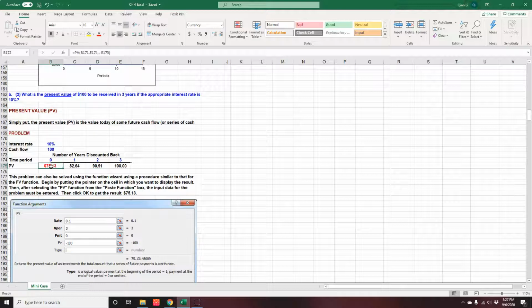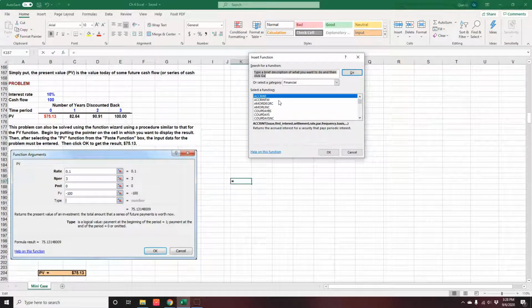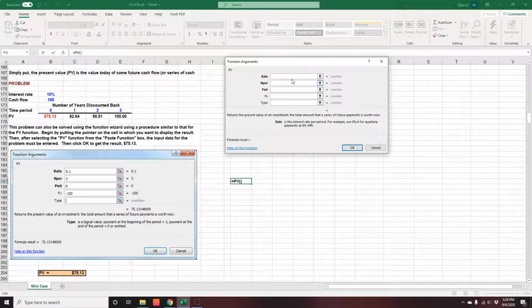Now, if we want to find out the present value today at time 0, between year 0 and year 3, there are 3 years. If we want to find out what is the present value of this $100 in 3 years, one way to do it is to use the function wizard. So just click on the fx, and then under the financials, you can search for the present value, and that's it. And then you can input, for example, 10% interest rate or 0.1, and future value is 100. So this is just like what's captured here.